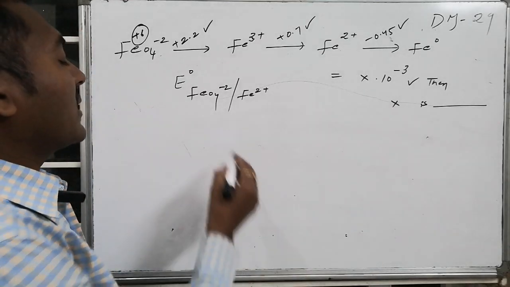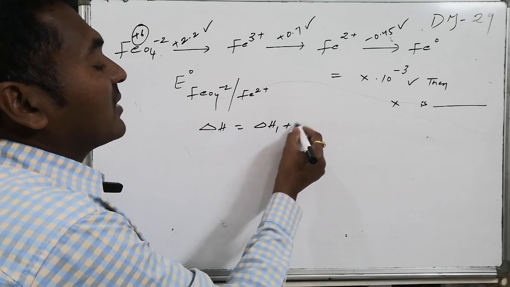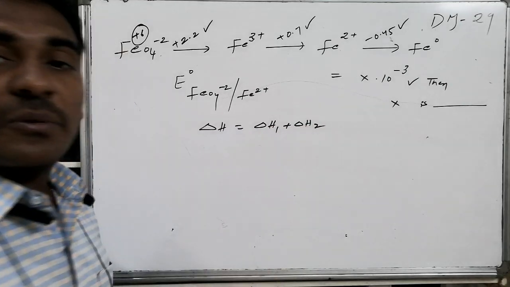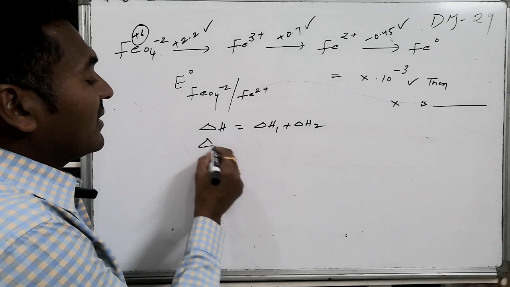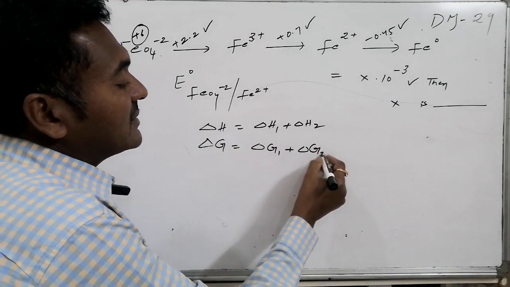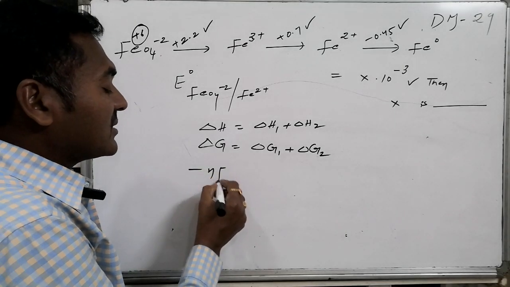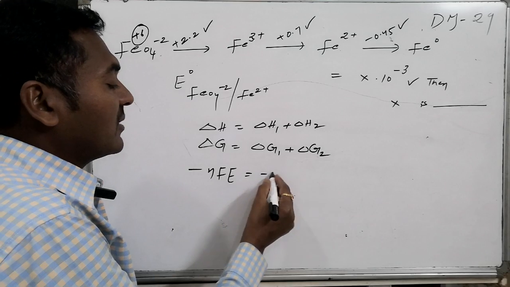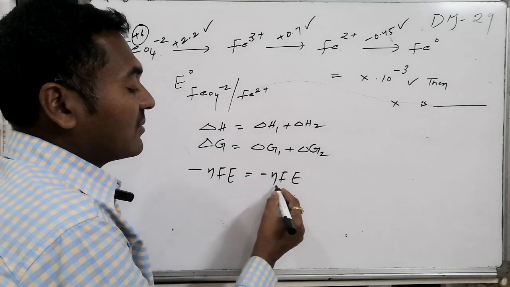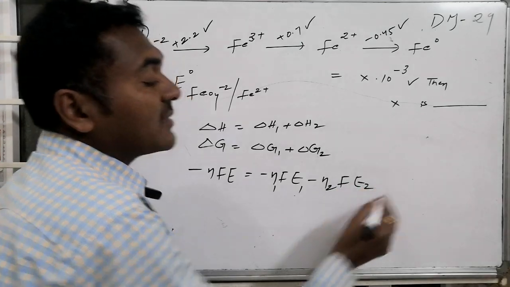In Hess law, the total enthalpy delta H becomes equal to step 1 related delta H plus step 2 related delta H. In the same way, total delta G also becomes equal to delta G1 plus delta G2. From thermodynamics, this delta G becomes equal to minus nFE, so minus n1 F E1 minus n2 F E2, it is equal.